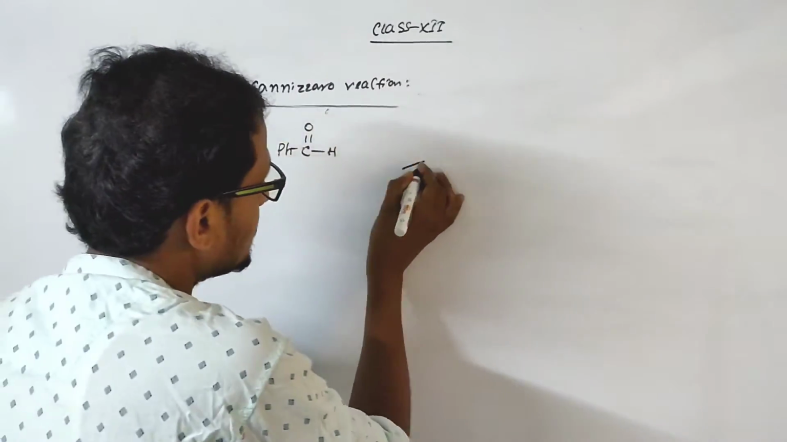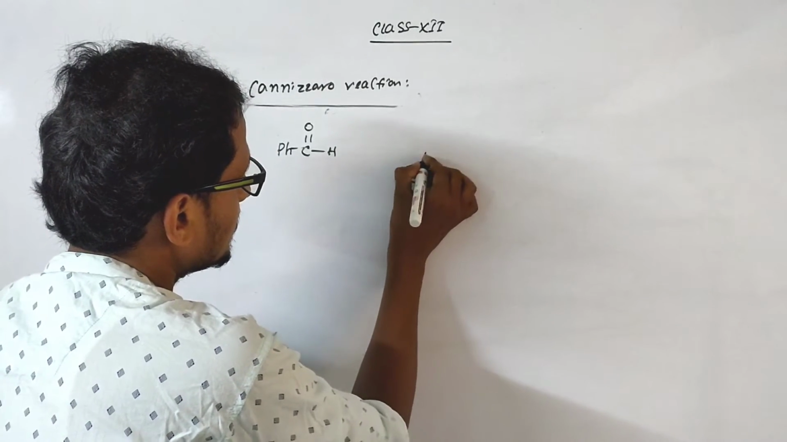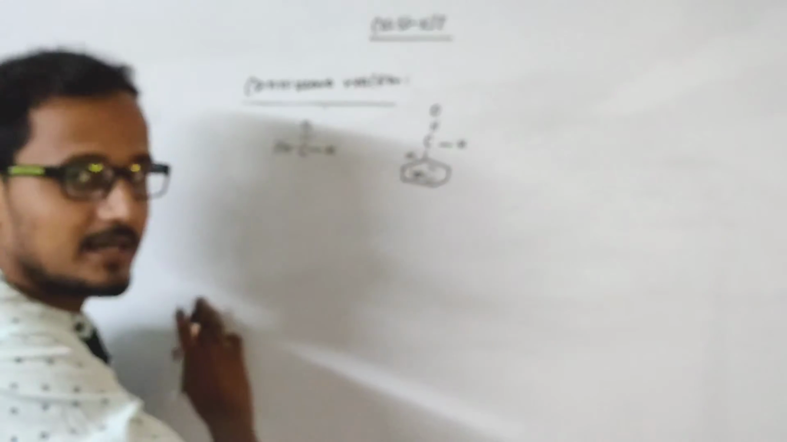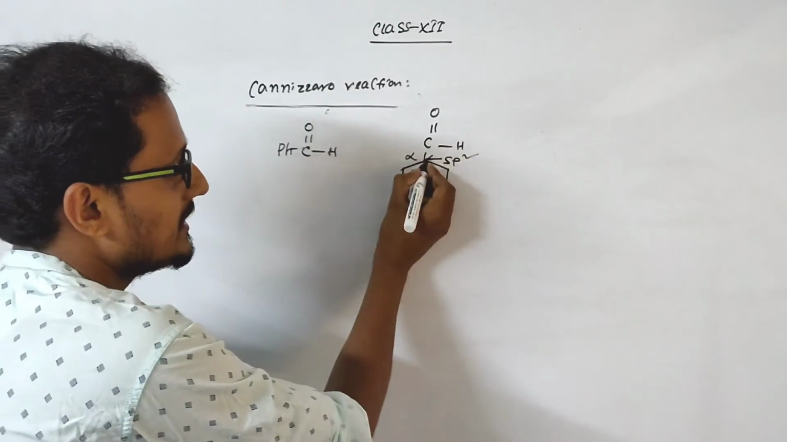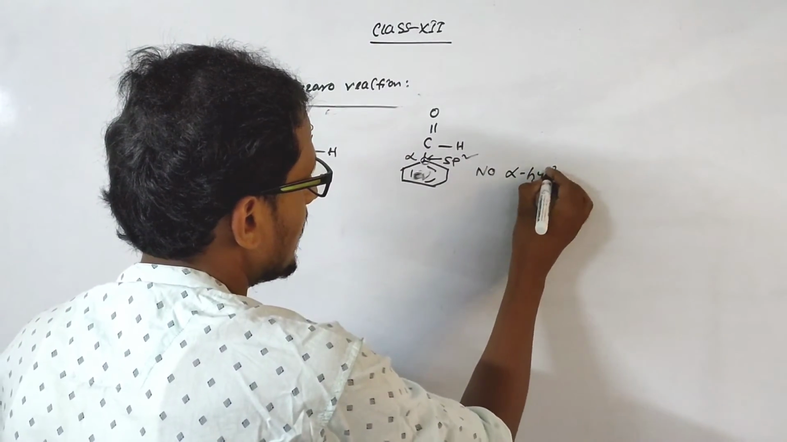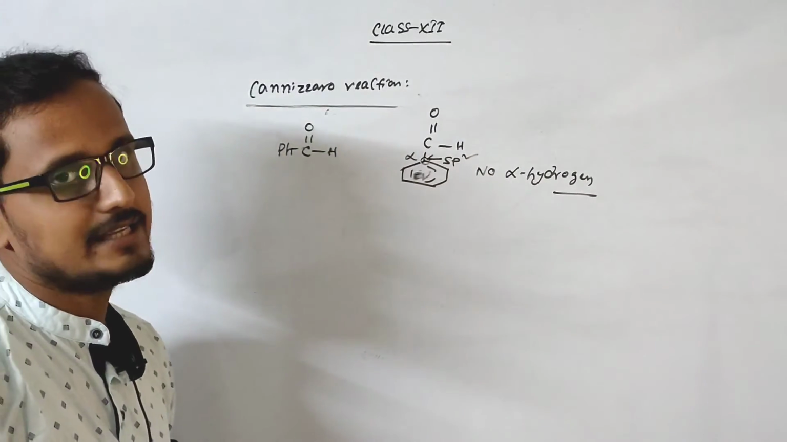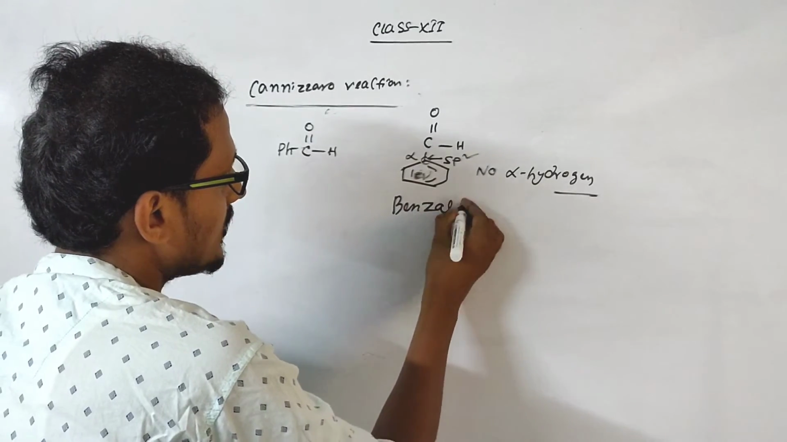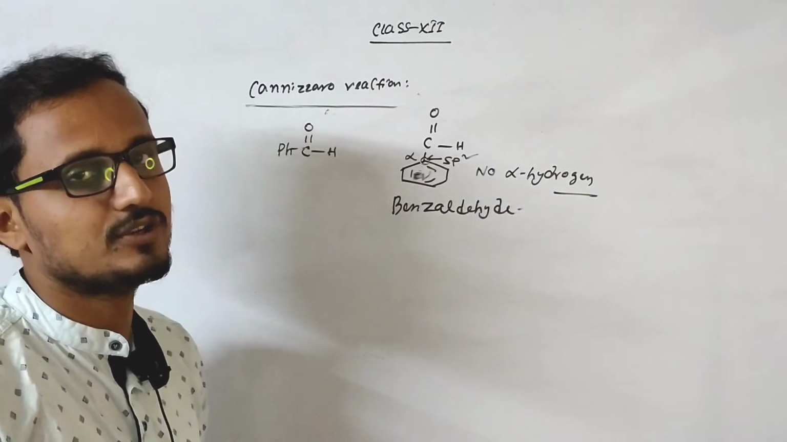Why? If you expand the structure, this is benzene. It has a double bond. Now I have told you that this carbon will be the alpha carbon, but here this carbon is sp2 hybridized, and there is no alpha hydrogen here. There is no alpha hydrogen in this compound, so this compound can take part in the Cannizzaro reaction. Two moles of benzaldehyde will react with sodium hydroxide to form benzyl alcohol and sodium benzoate.